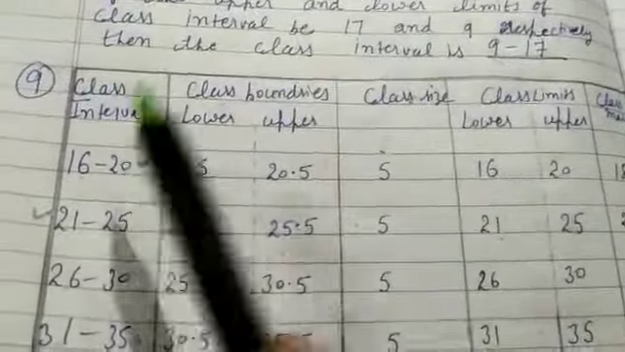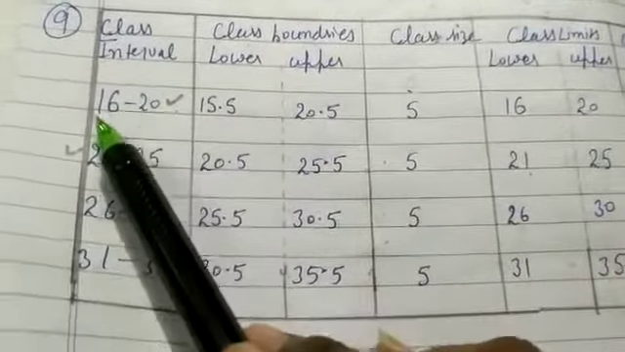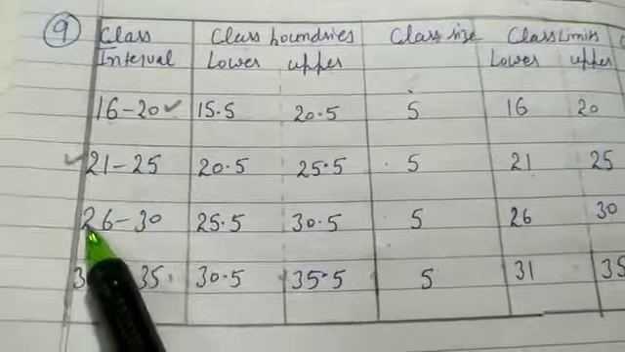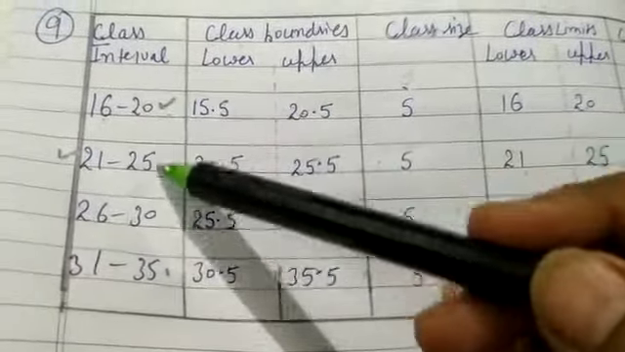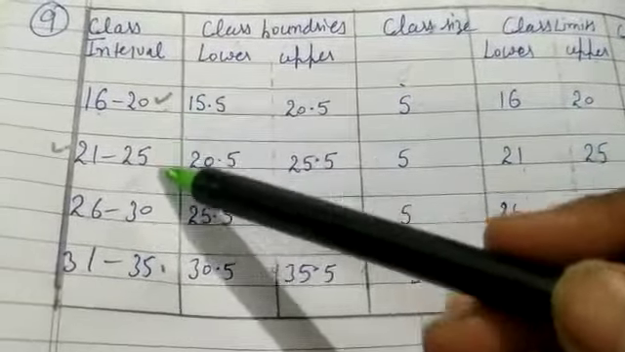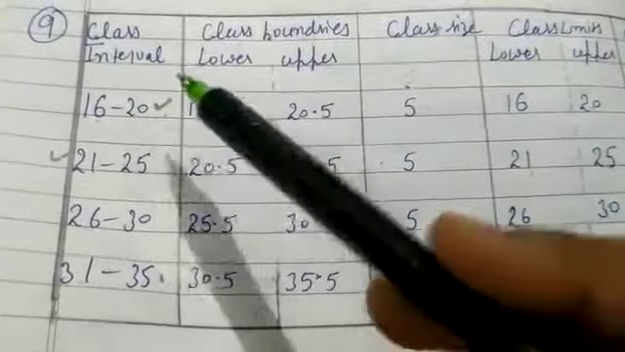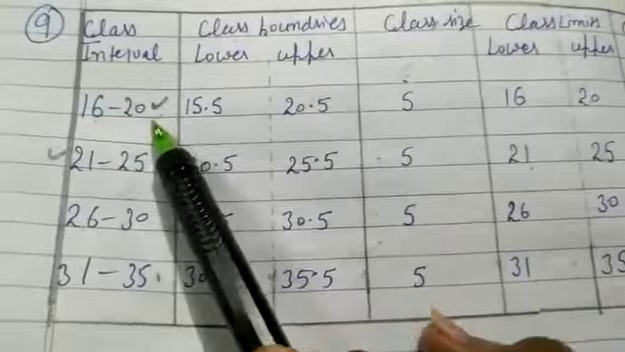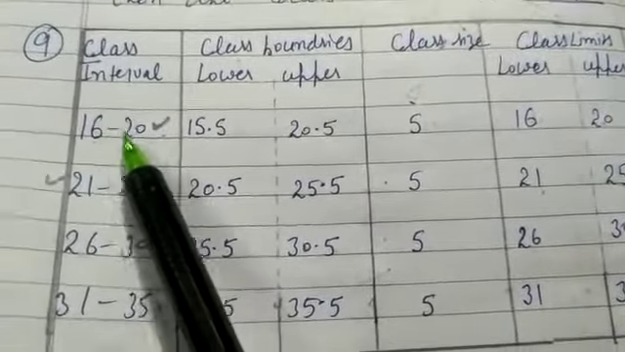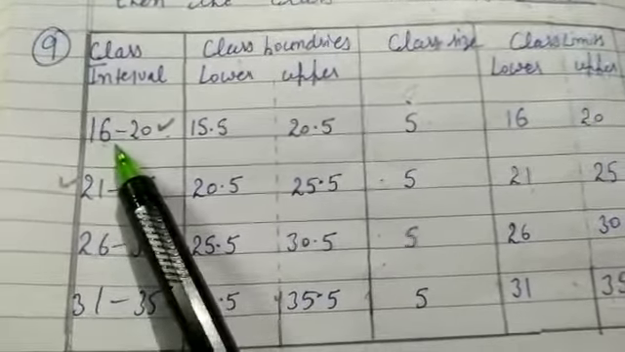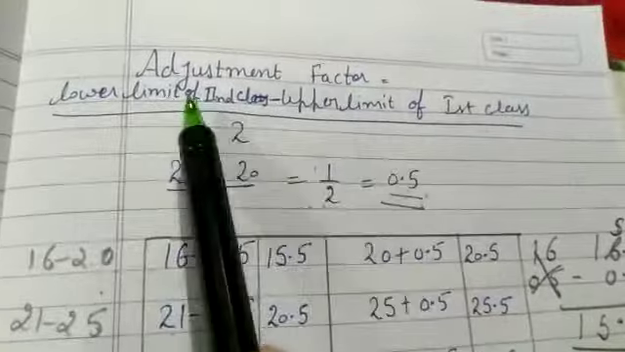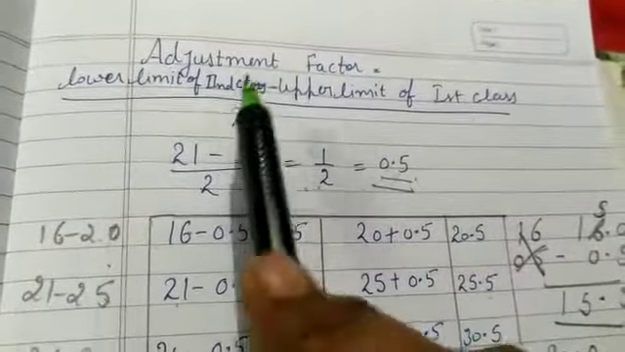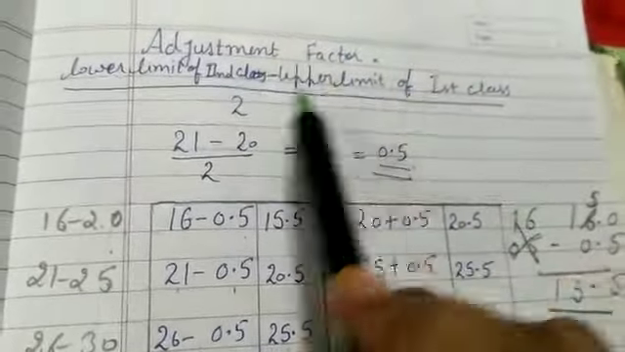Now ninth sum. Class intervals are given: 16 to 20, 21 to 25, 26 to 30, 31 to 35. These terms are given in inclusive form. First we have to change them into exclusive form. For changing, first we will take the adjustment factor. How to make the adjustment factor? See. Adjustment factor means lower limit of the second class minus upper limit of the first class, upon 2.